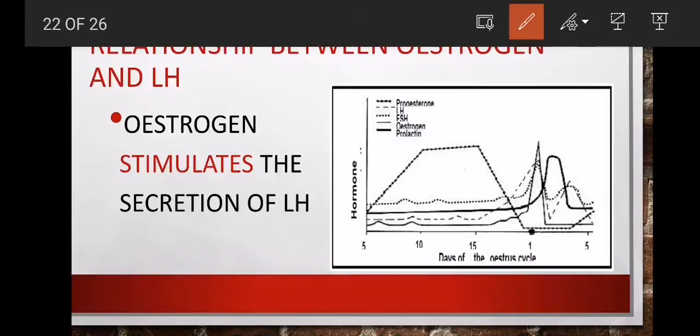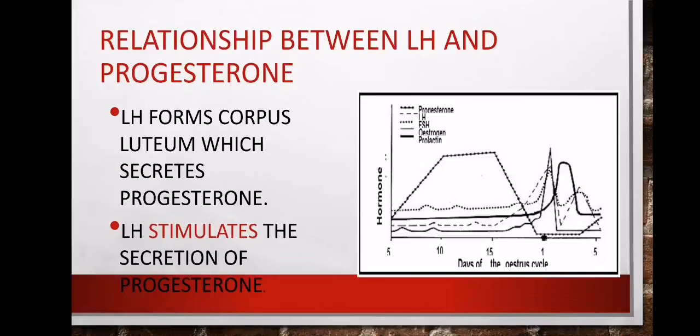Let's check what we can see here. This is your estrogen. When estrogen is increasing, what is happening with your LH? It's also increasing. So it means estrogen stimulates the secretion of LH. Once estrogen increases, even the LH is increasing. Simple, simple, simple.